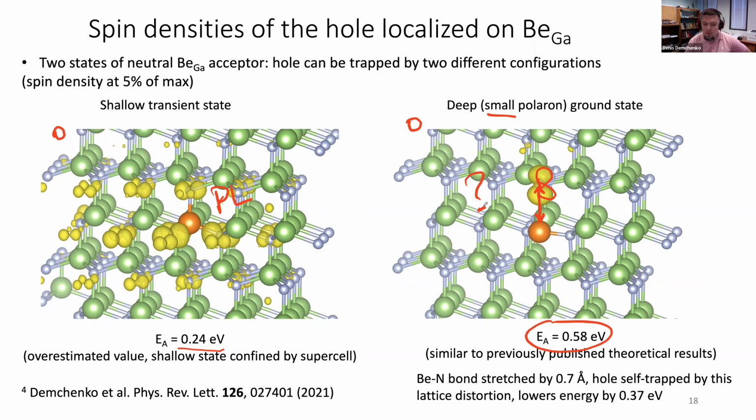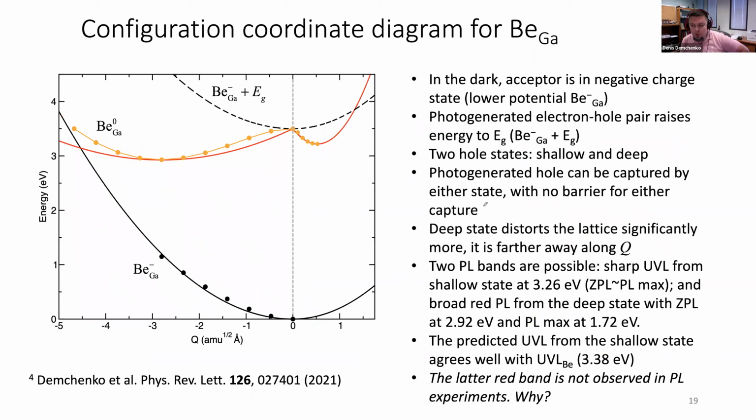Let's look carefully at the configuration coordinate diagram as computed by HSE for this beryllium acceptor. Again, suppose my sample is n-type or high resistivity, something like this, and the Fermi level is somewhere in the middle of the gap. That means the ground state of this beryllium acceptor is negative. So this is my ground state adiabatic potential. Now, an electron-hole pair is created. If I shine a UV laser on it, energy is raised by E_G. So it's the same parabola up here, the dashed line, except higher by 3.5 electron volts, the band gap of gallium nitride.